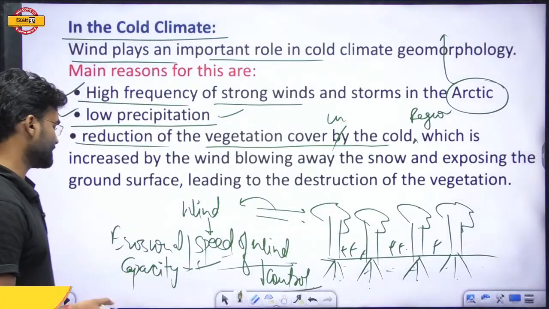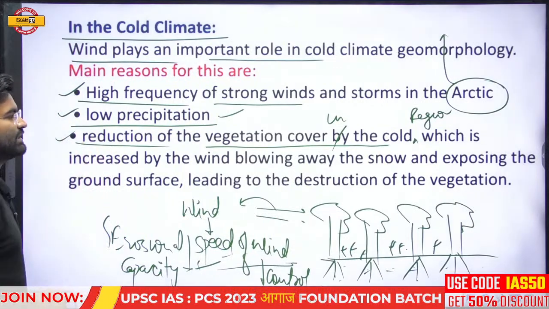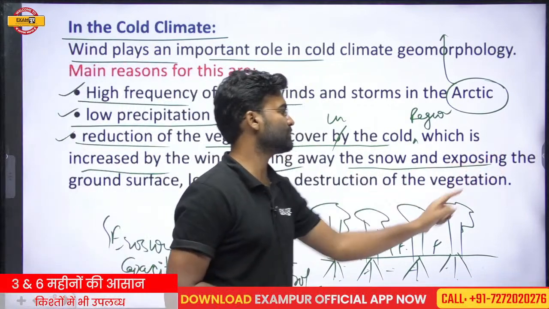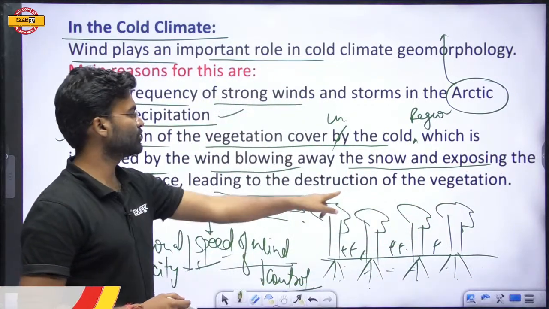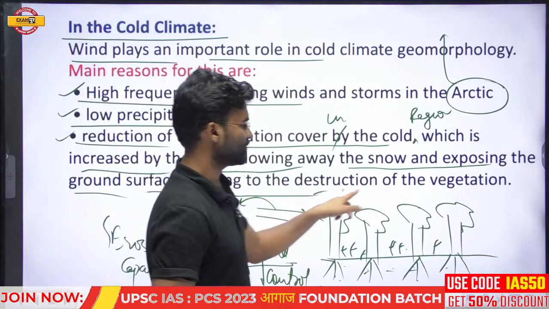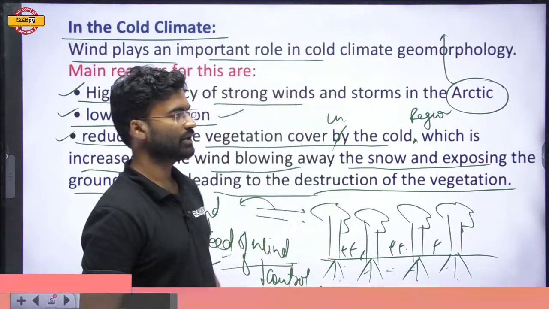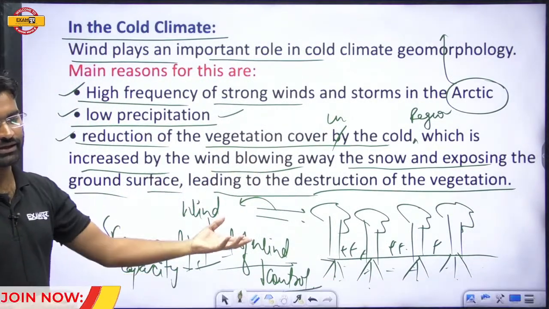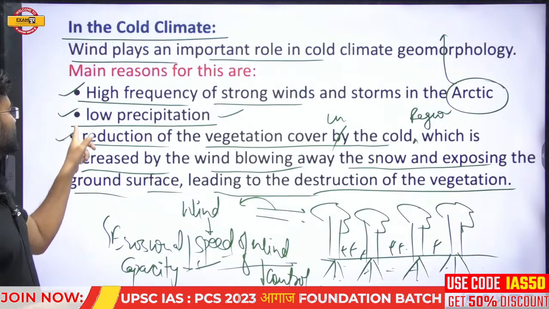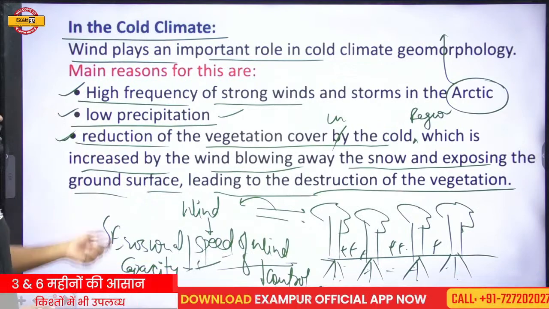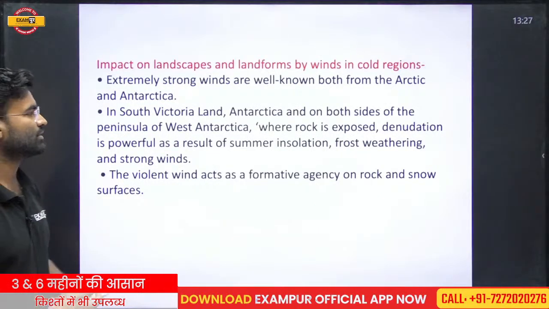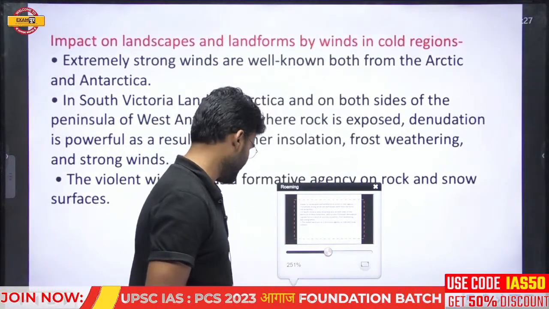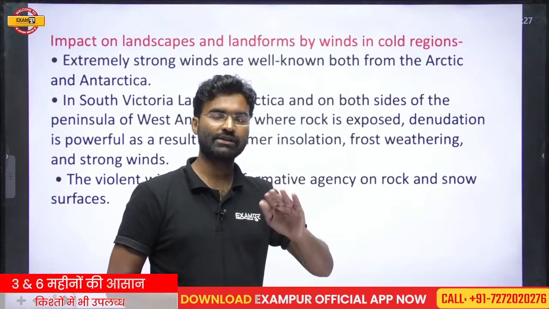So this is an important point: reduction of the vegetation cover with the cold, which is increased by the wind blowing away the snow and exposing the ground surface, leading to the destruction of the vegetation. This is also an important point, why this region faces more erosion than other areas. In the cold region, these are the factors by which wind erosion is important, and wind plays a vital role in the formation of the shape of the earth's surface.